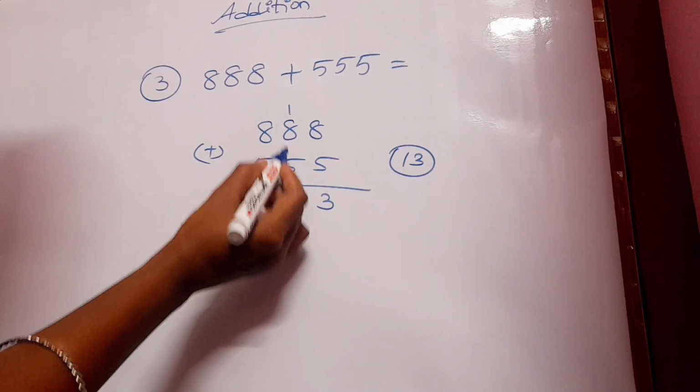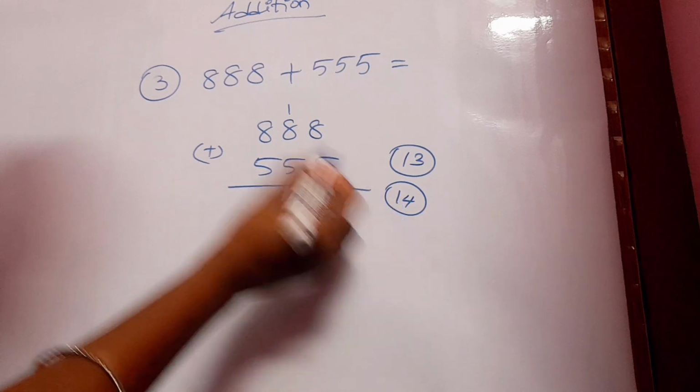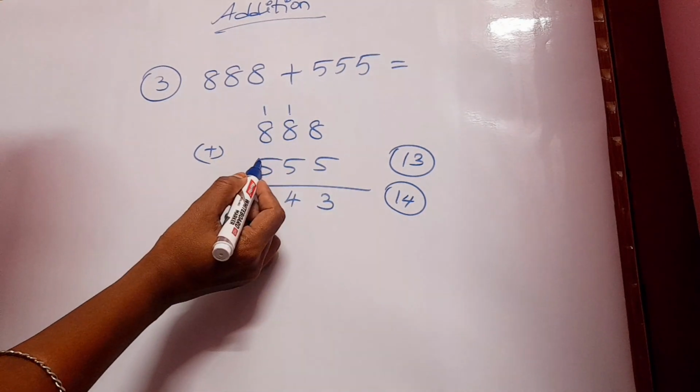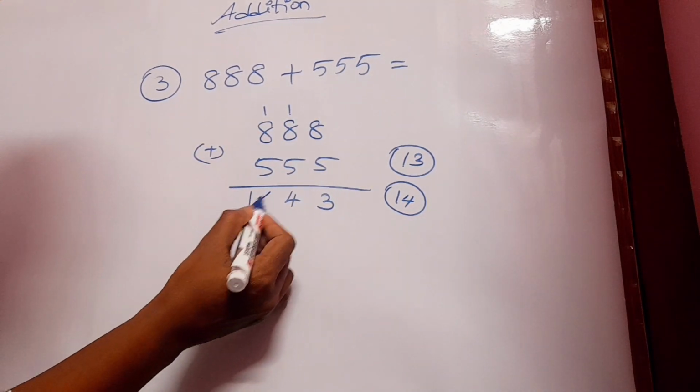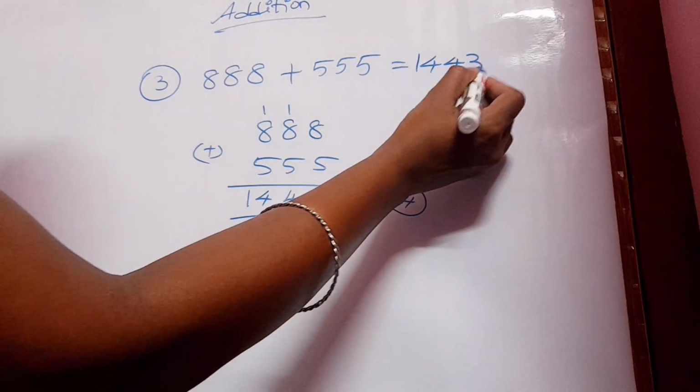8 plus 5, 13. 13 plus 1, 14 we get. 4 will be at the down and 1 will be at the top. 8 plus 5, 13. 13 plus 1, 14. The answer is 1443.